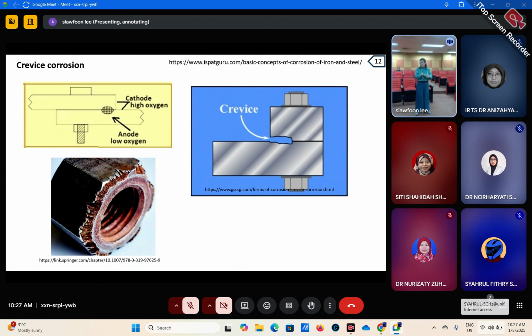And this is also different from pitting corrosion. Crevice corrosion is because of a different concentration of oxygen, but pitting is because there's an aggressive ion like chloride ion that attacks the surface.